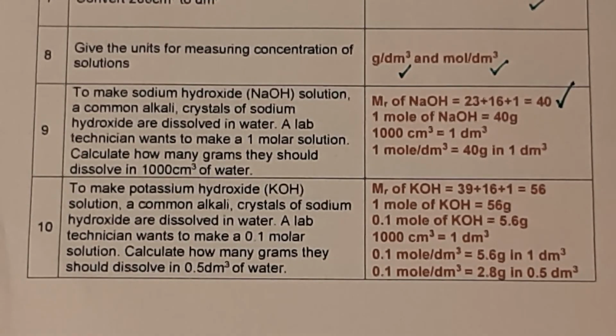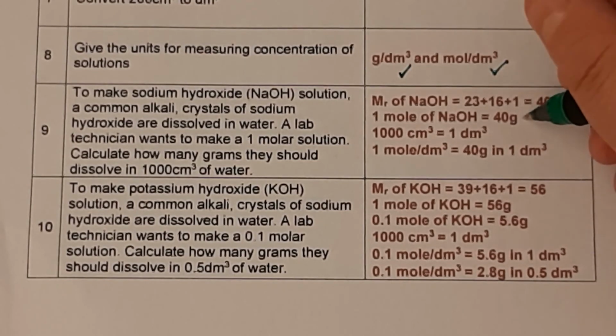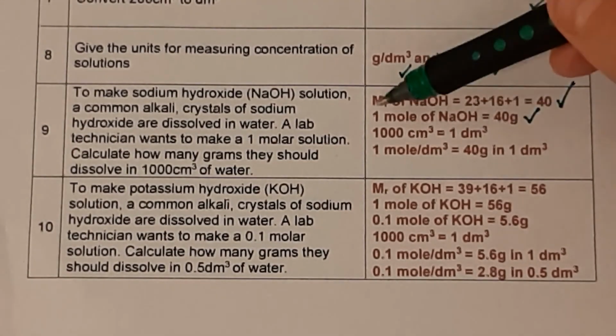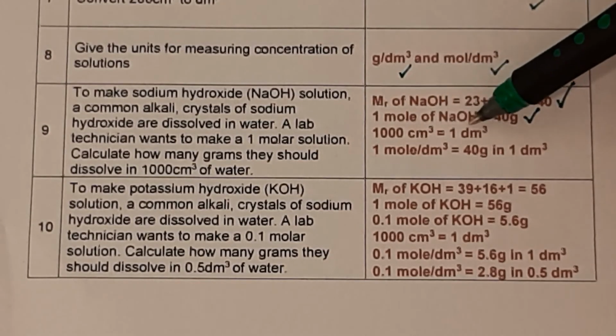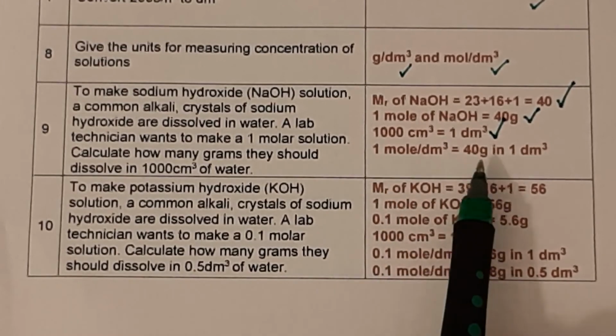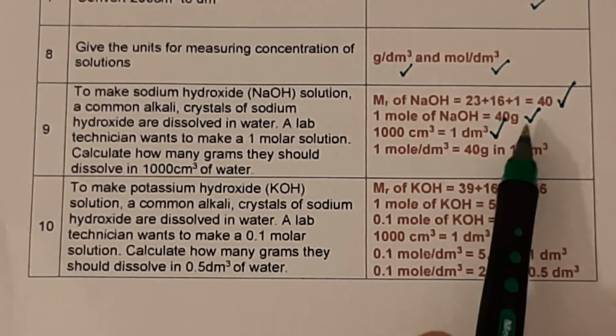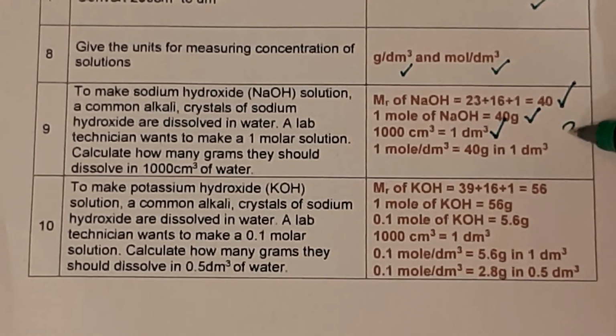So that's worth a mark. 1 mole of sodium hydroxide is 40 grams, which is worth another mark. Now, 1,000 centimeters cubed is worth 1 decameter cubed, and so 1 mole you will need to dissolve 40 grams into 1 decameter cubed of water. So you've worked that out here and here, so there's 3 marks for this.